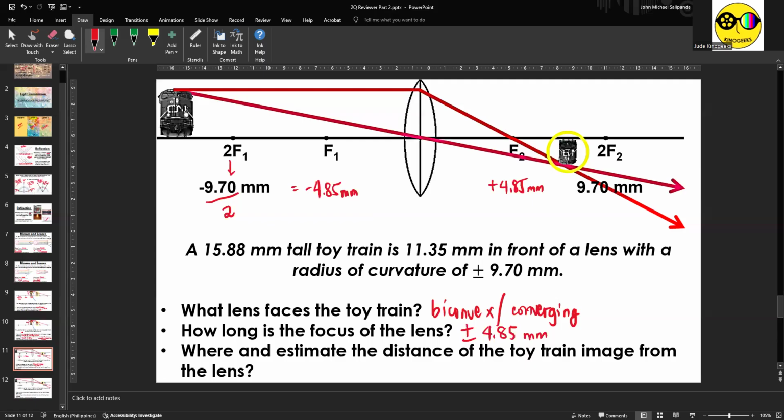Number three, estimate the distance of the toy train image from the lens. We know that according to the ray diagram, the image, which is encircled in yellow, is between f2 and 2f2. Or by using numerical values, it will lie between positive 4.85 millimeters and positive 9.70 millimeters.